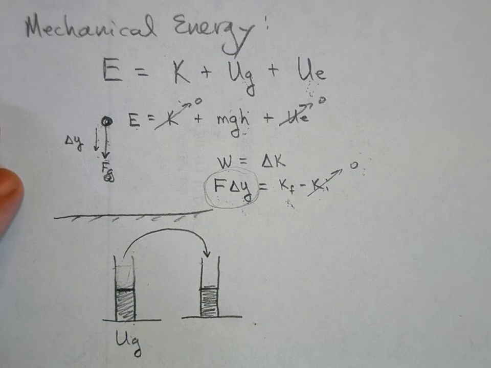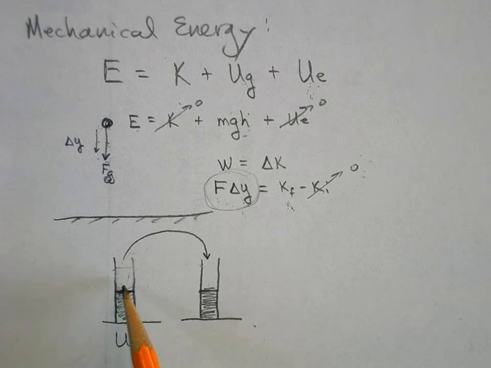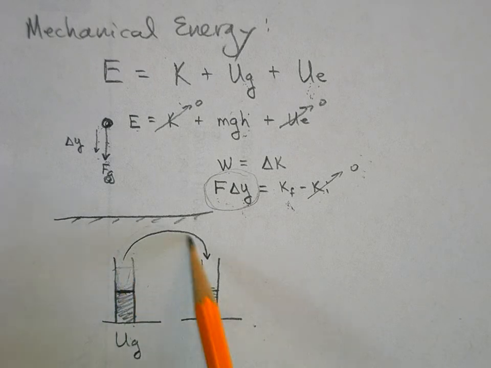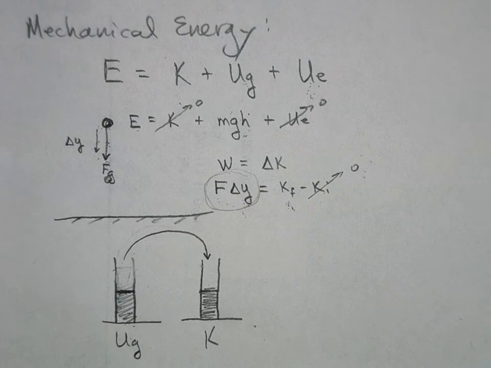Okay? And so this is an example of when gravity does work, we take the energy out of gravitational potential energy and put it into kinetic energy. But do you see that I haven't lost or gained any energy? I've just changed how it's stored in the system.